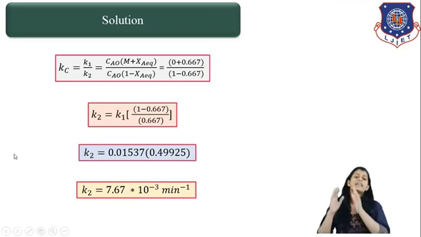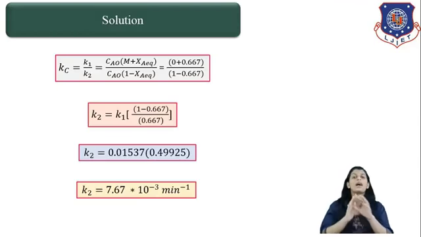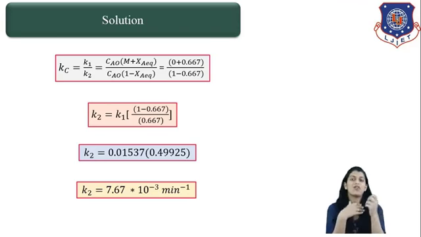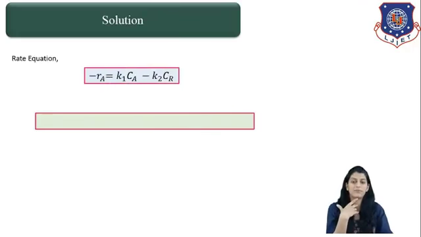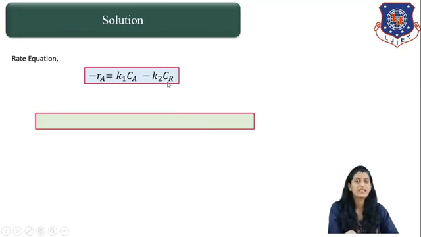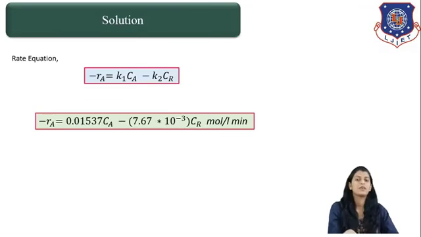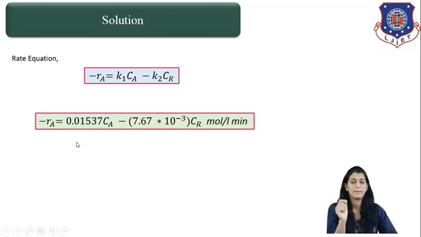Now we have the K1 value and the K2 value. We just need to write the equation. For the reversible reaction, we know that minus RA equals K1 CA minus K2 into CR, or K2 into the concentration of product. So minus RA equals K1 CA minus K2 CR, right? For our condition, R is substituted by B, as our product is B. So it will be in this form, right?